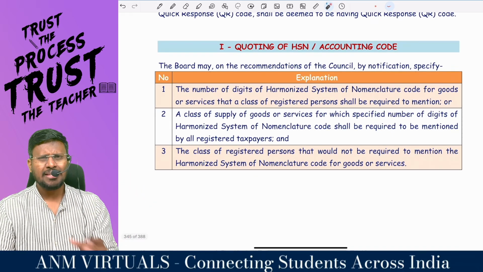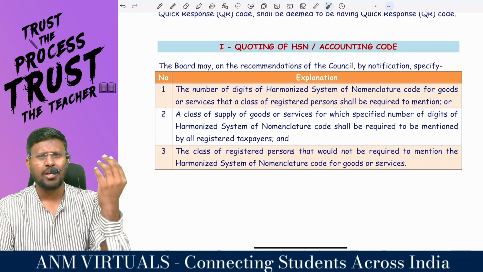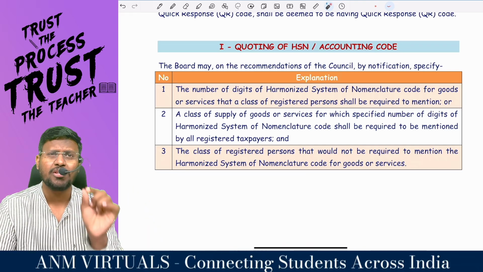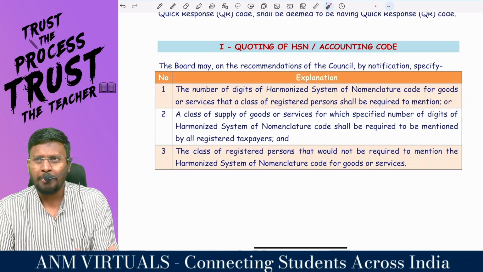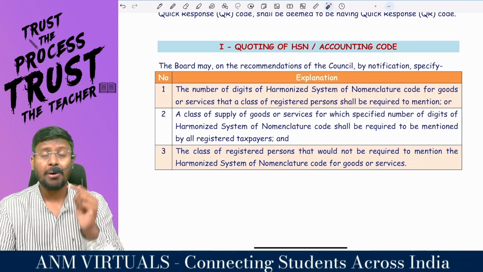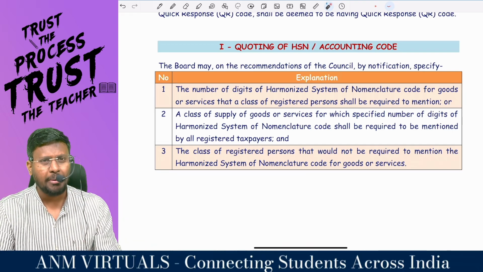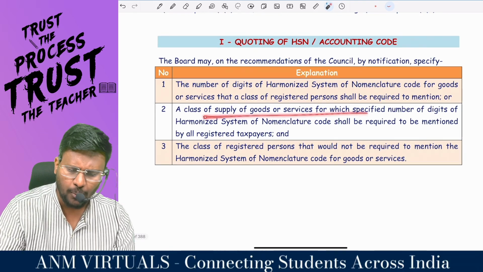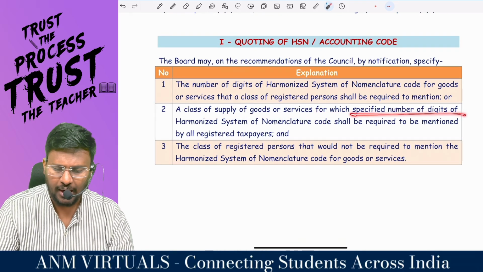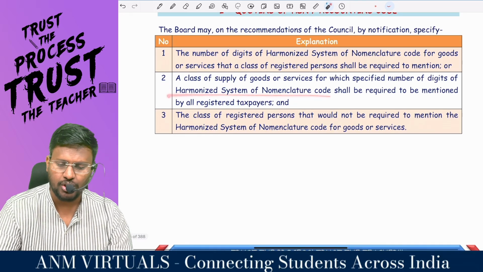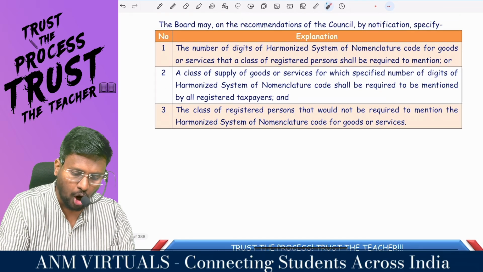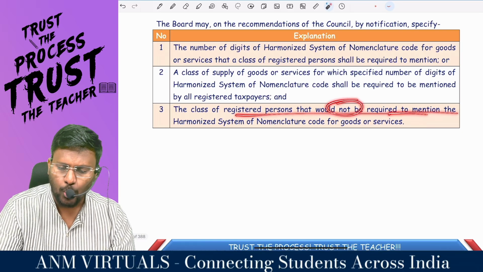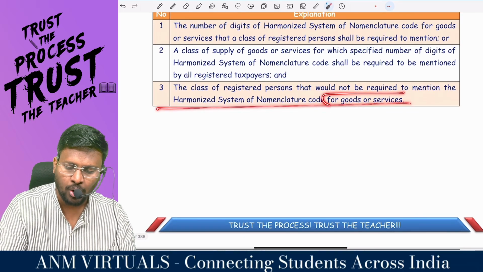For example, sometimes this HSN code may be a 14-digit or 16-digit number. You are not supposed to mention all 14 or 16 digits in the invoice. You may have to mention only 4 or 5 digits. But how many digits you have to mention will be specified by the government on the recommendation of the Council, for a class of supply, and a class of registered persons that would not be required to mention the Harmonized System of Nomenclature code for goods or services.